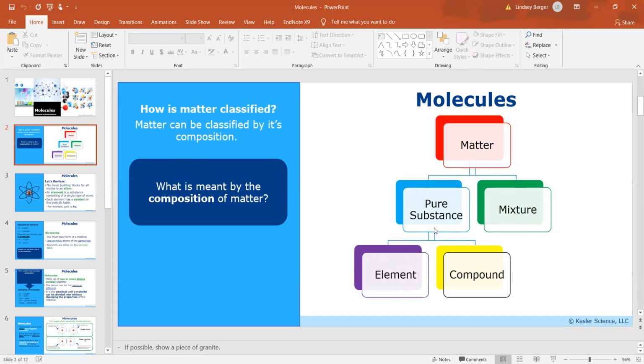And that pure substance can be further broken down into: is it just an element or is it a compound? That's what I mean by the composition of matter. What makes it up? Is it a pure substance? Is it an element? These are words that we will be using in conversation as we go through this unit. So get familiar with those.